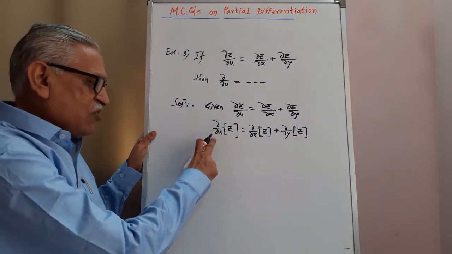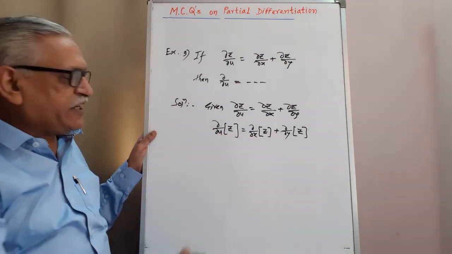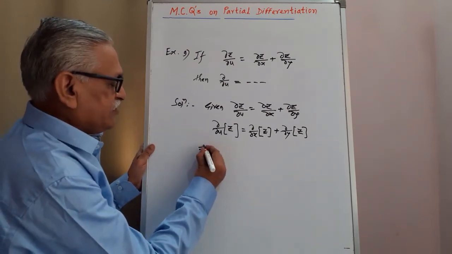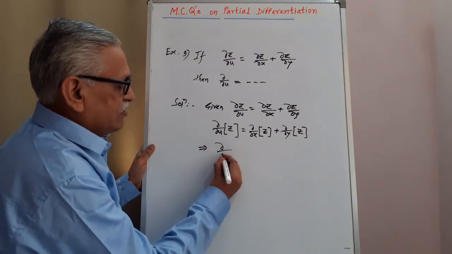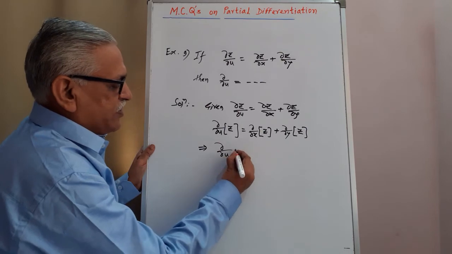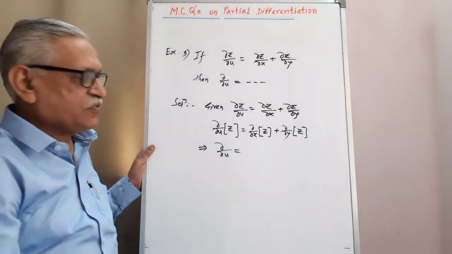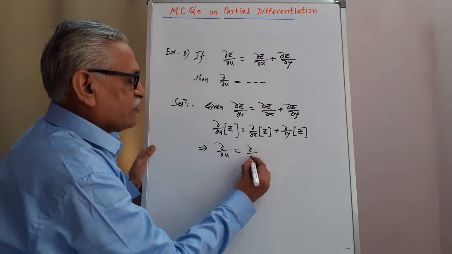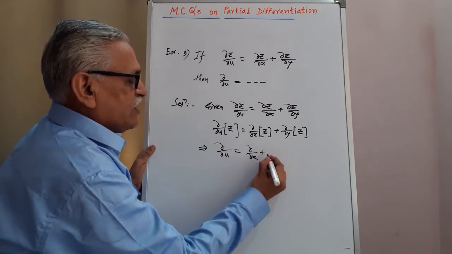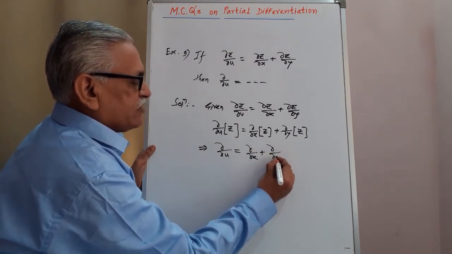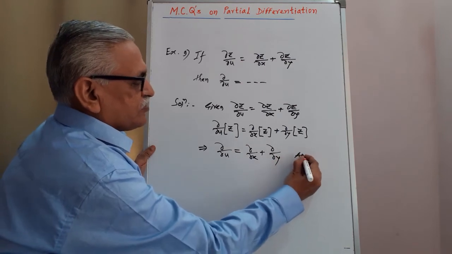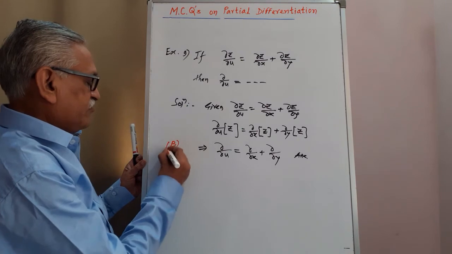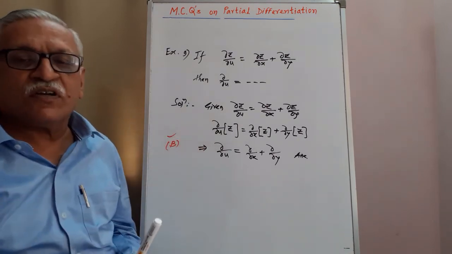And as all the operators are operated on z, we can cancel that z throughout. It implies the operator ∂/∂u is equal to, z gets cancelled, we get ∂/∂x plus ∂/∂y as the answer, and it is option B as the correct option out of those 4.